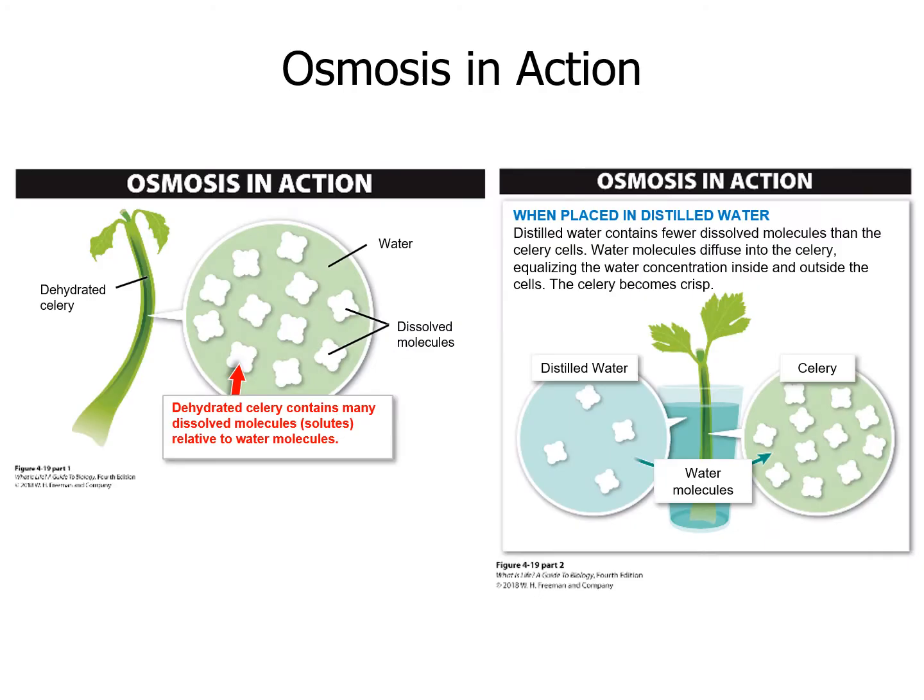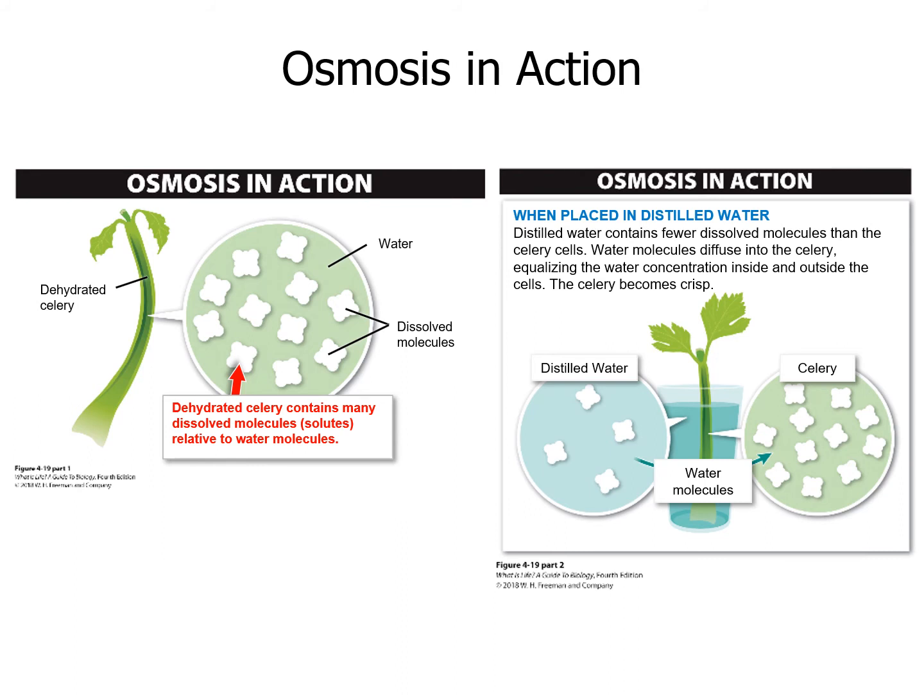So here we have an example of osmosis in action. We are using a dehydrated celery stalk. So he is thirsty for some water. You can see inside where the cells have the dissolved molecules and there is water, but our dehydrated celery contains many dissolved molecules or solutes relative to the water molecules. So there are more solutes than there is water, which is going to cause our celery stalk to wilt and become limp, and not how celery should be or how you want it to be.